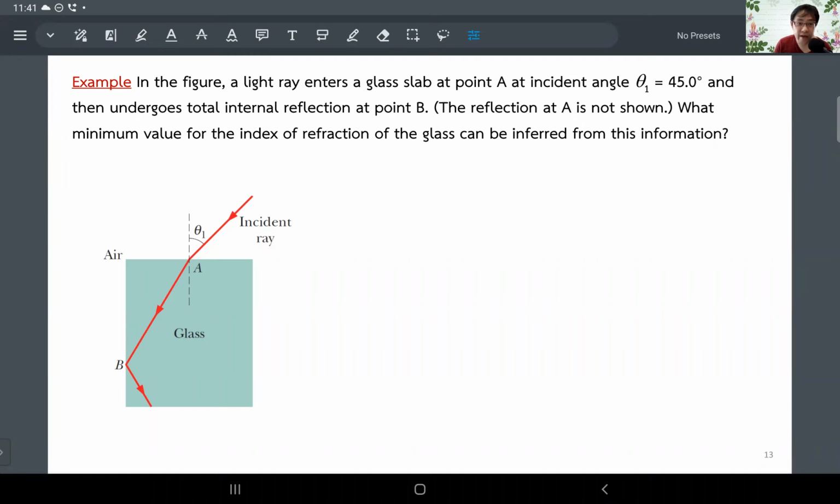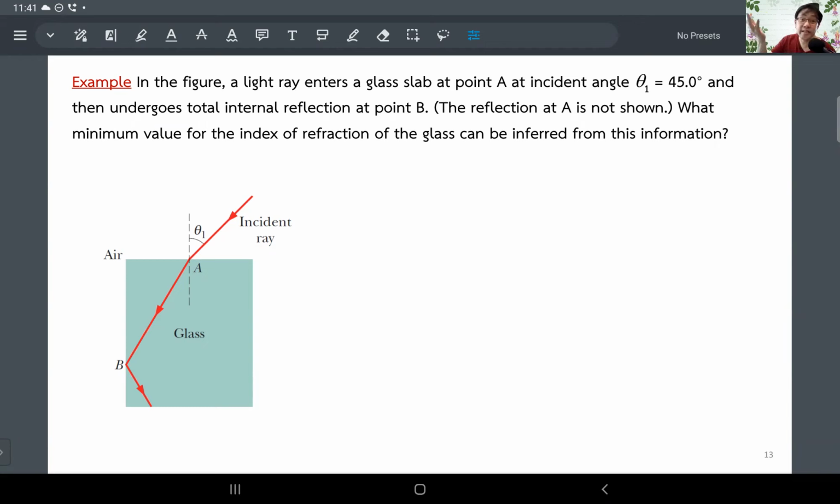What minimum value of the index of refraction of the glass can be inferred from this information? Okay, so now they just reverse the question a little bit. They just say, hey, the situation gives you the total internal reflection, so what should the n of the glass be? And what is the minimum?